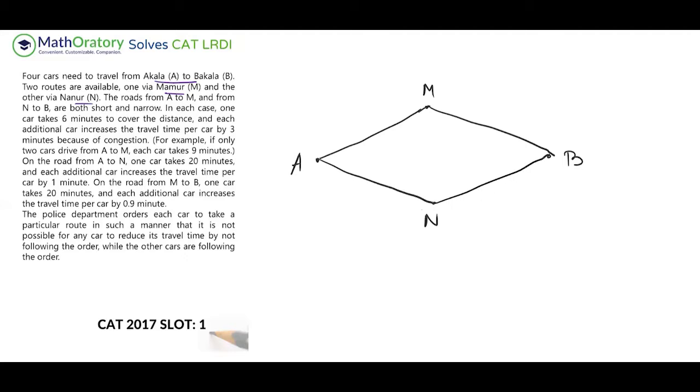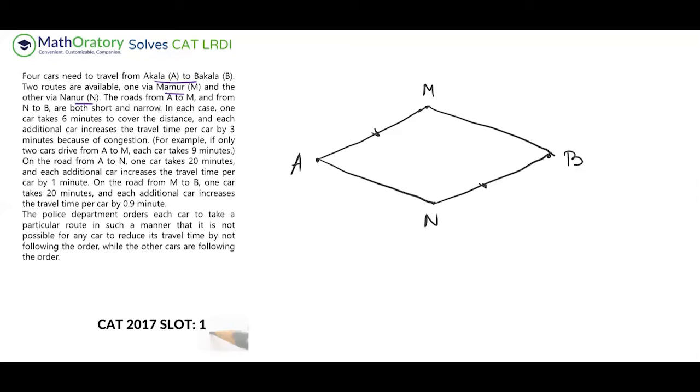So let me draw a small network here. So we have A and B. These are the two end points, sort of. N and M are via roads. So we have one road like this and one road like this. So these are the two connections that we have. In each case, so this is for A to M and N to B. So these are the narrow ones.